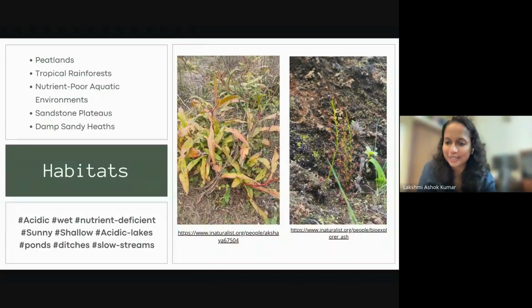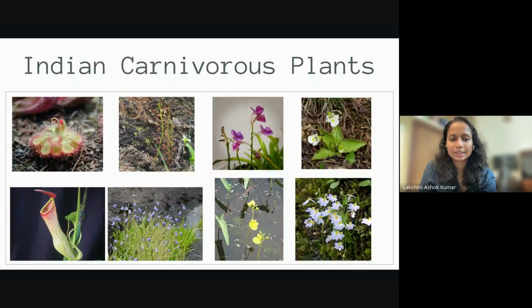So these are the conditions. I have just hashtagged them like keywords, so that if you go to some places where you are likely to see such conditions altogether, you might be lucky to find some carnivorous plant growing in the wild. Yes, so these are the typical Indian carnivorous plants that you would find.